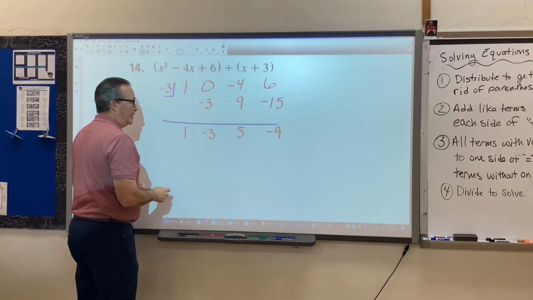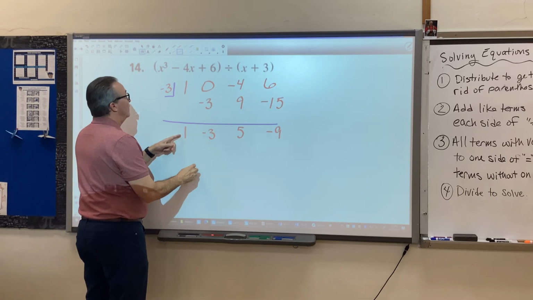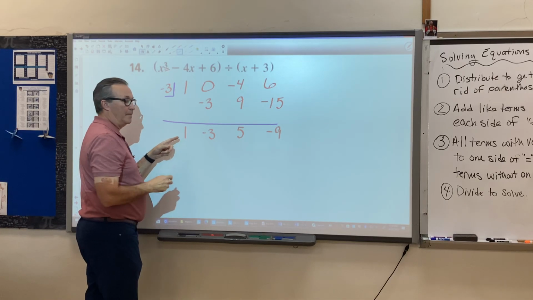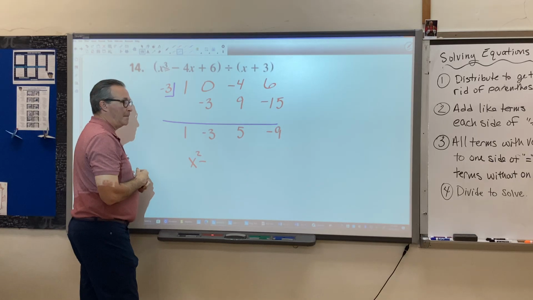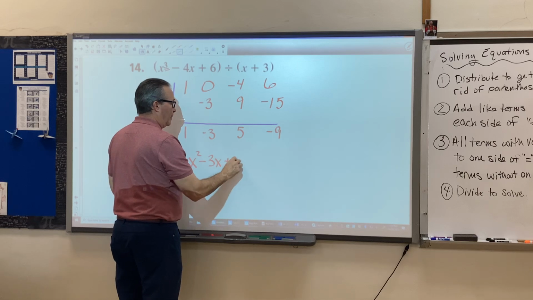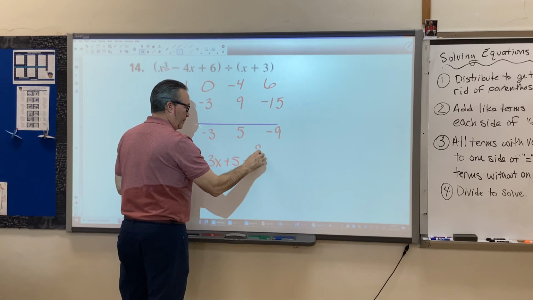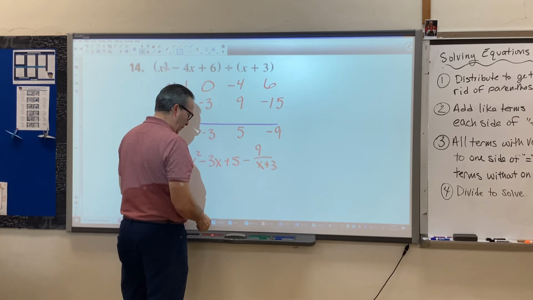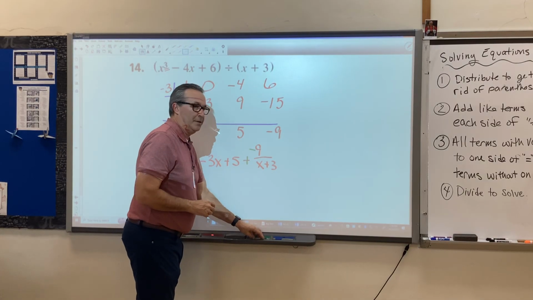Okay, so let's write the answer. 1x to the 3rd. It starts with x to the 3rd. Also it's 1x to the 2nd. And then it's -3x plus 5 minus 9 over x plus 3. Or you can say plus -9 over x plus 3. Either way.